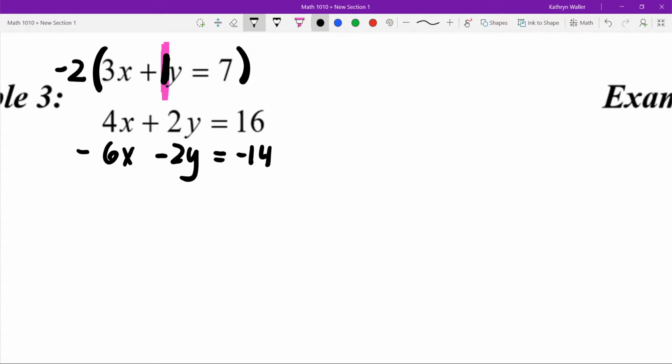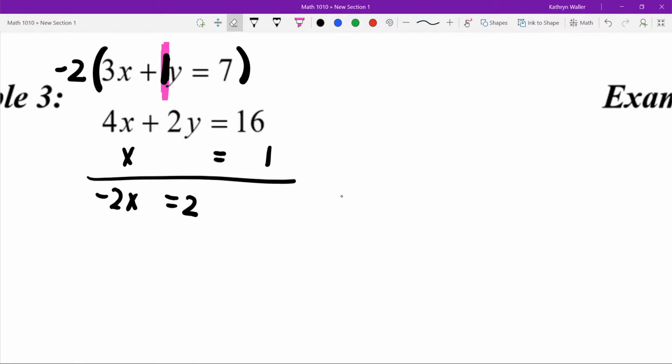Stop right here for 2 seconds. I noticed during the activity, some of you kept those positive, and then you were subtracting in your head. So you said 4 subtract 6 is a negative 2x. 2 subtract 2y, that goes away. 16 subtract 4 is a 2. That's right. Don't do that. You're going to mess up. So literally change the signs on your paper.